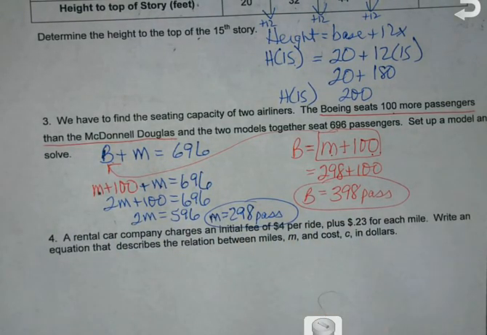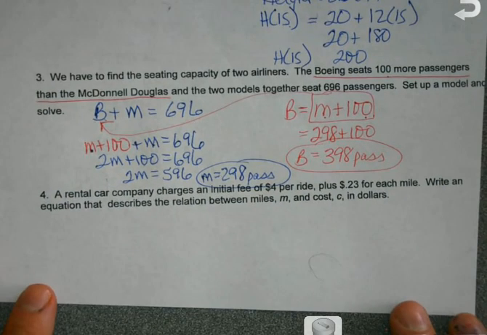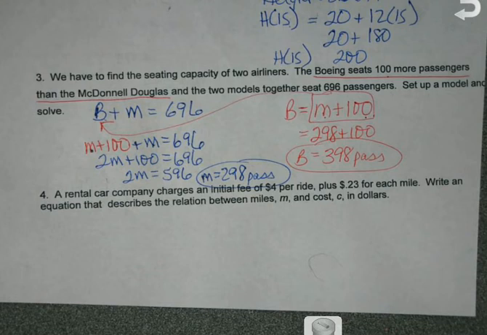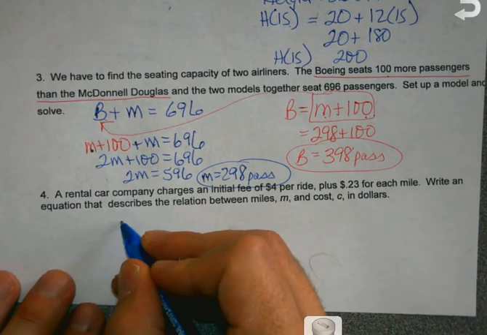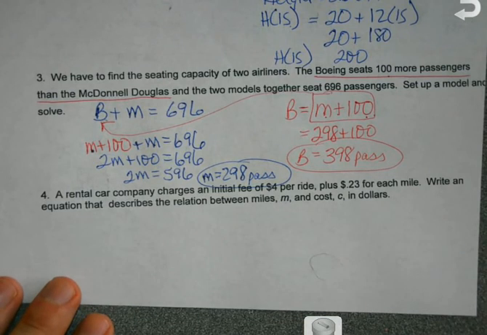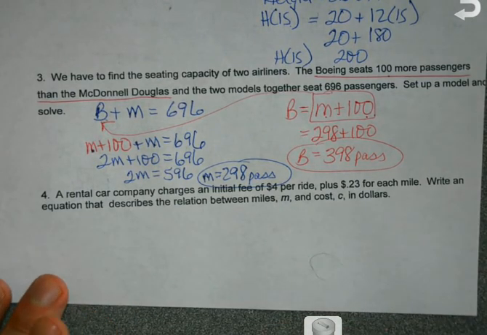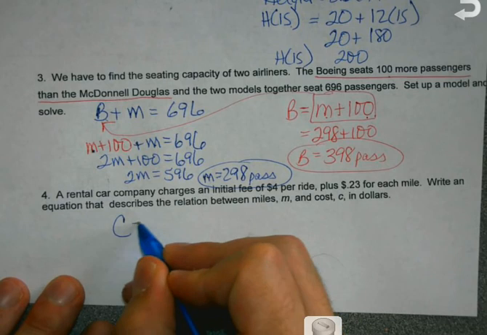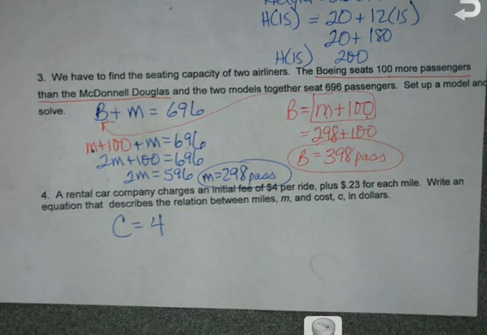And then I save the easiest one for last. It figures. Rental car company charges an initial fee of $4 per ride plus 23 cents per mile. Write an equation that describes the relation between miles, M, and cost, C, in dollars. So, how much is it going to cost even if we technically rode 0 miles? I know that wouldn't make any sense, but okay, it costs me $4 up front. That doesn't change. Whether I drive 1 mile, 400 miles, doesn't matter. It's $4 to start with.